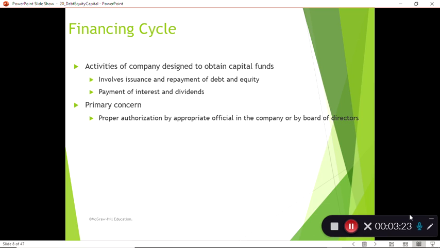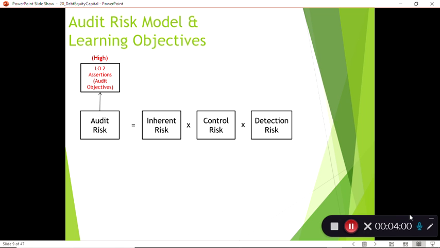Obviously, this financing cycle is all about acquiring these funds. And the cost of acquiring funds is paying interest, or dividends if we're talking about equity. And so one of the big things, since these are usually pretty large transactions, you don't have a lot of them, and so making sure they're properly authorized tends to be one of the big issues, right? Are these valid transactions? A lot of times the board has to approve large issuances of debt. And so that's one of the big areas of concern here.